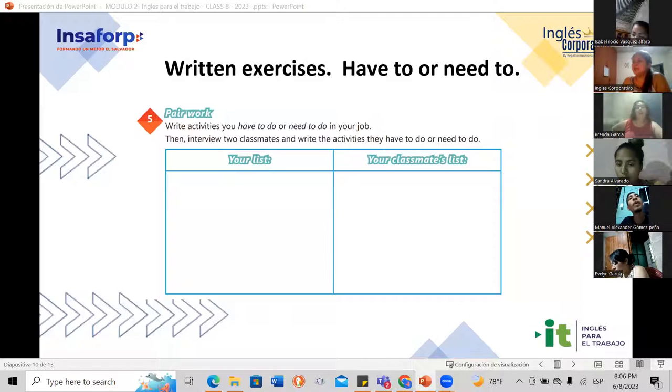Let me open the rooms. Voy a agregar tres en cada room. Tengan para entrevistar, okay? Is it clear or do you need necesitan que les más explicaciones? ¿Está claro? Yes. Yes. Okay, good.